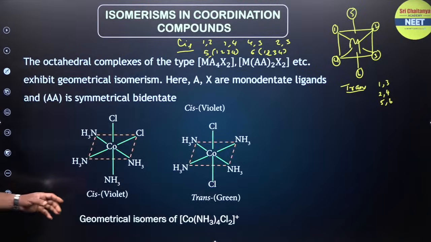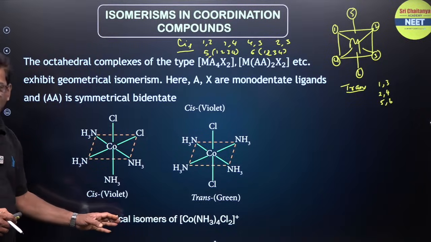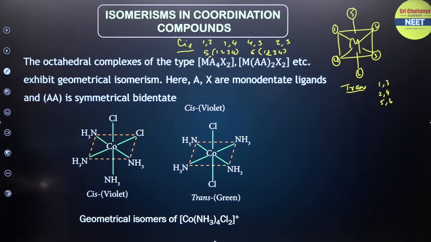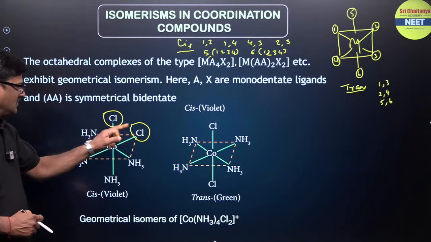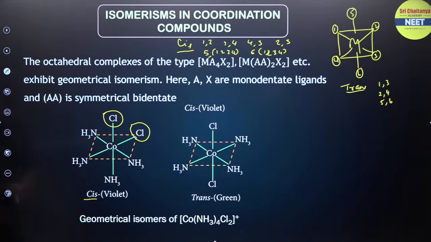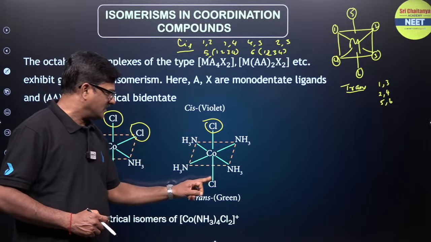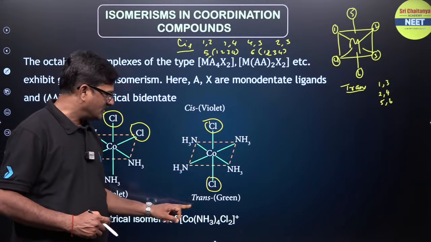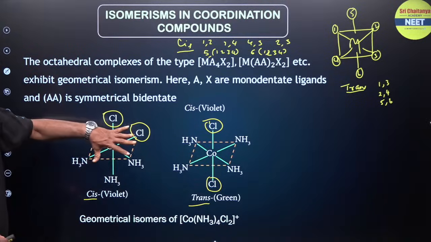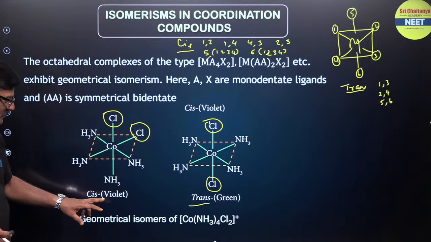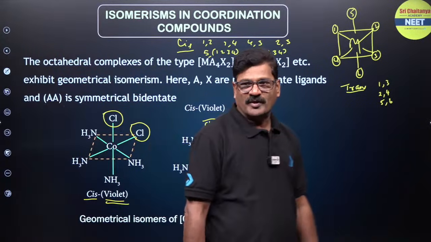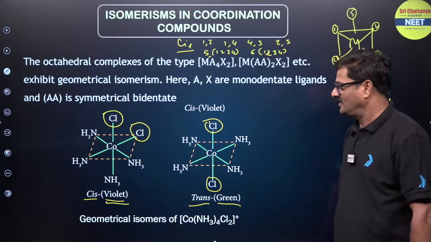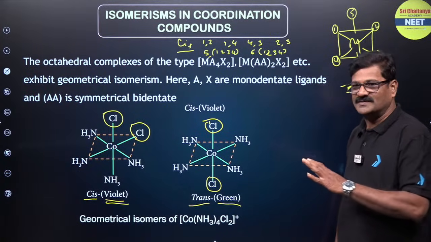Now in this case, [Co(NH3)4Cl2]. When the two chlorines are on the same side, it is going to be the cis isomer. When the two chlorines are on the opposite side, it is going to be a trans isomer. Between the cis isomer and trans isomer you have a color variation also, violet and green. Don't memorize these colors. I want to show you how to identify cis and trans.